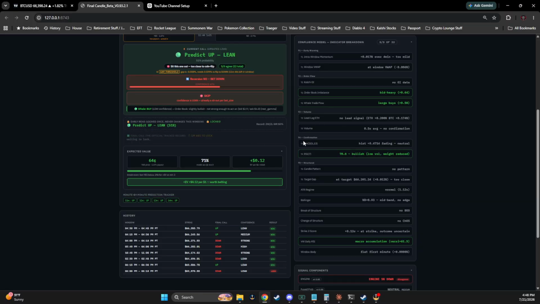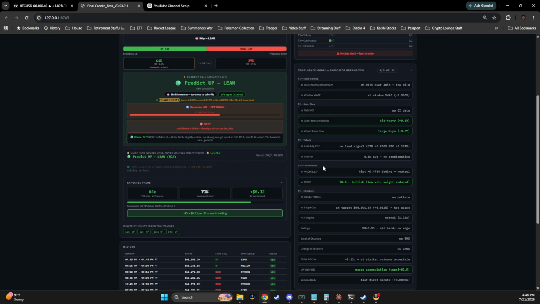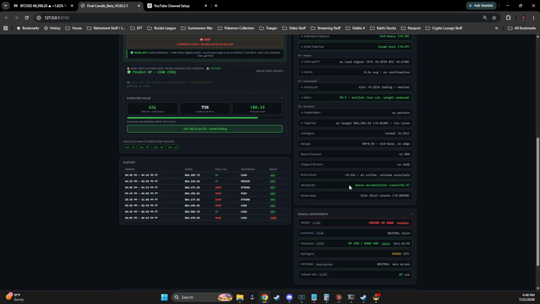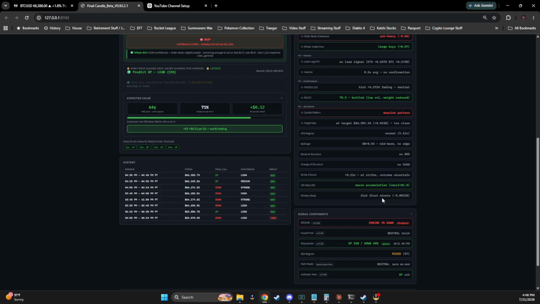Ethereum volume isn't firing. MACD RSI is 70% bullish right now, so it means it's on an upward trend, an upward trajectory. Candle pattern's not firing, target gap's not, ATR's not, Bollinger's not, break of structure, change of structure, strike zone, VWAP, daily RSI, so it's a macro accumulation. Window body, flat minute, first minute: nothing.